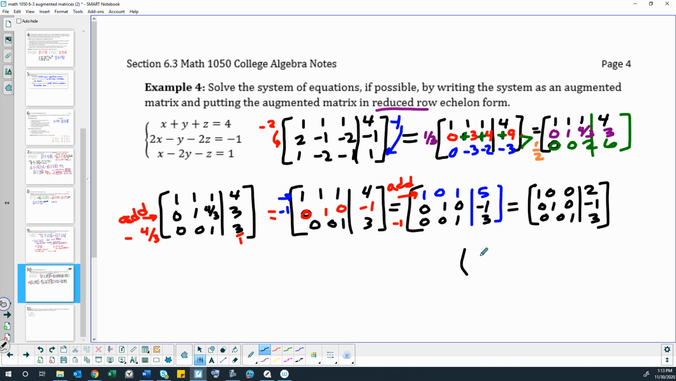And we have our answer. 2 for x, x equals 2, y equals negative 1, and z equals 3.